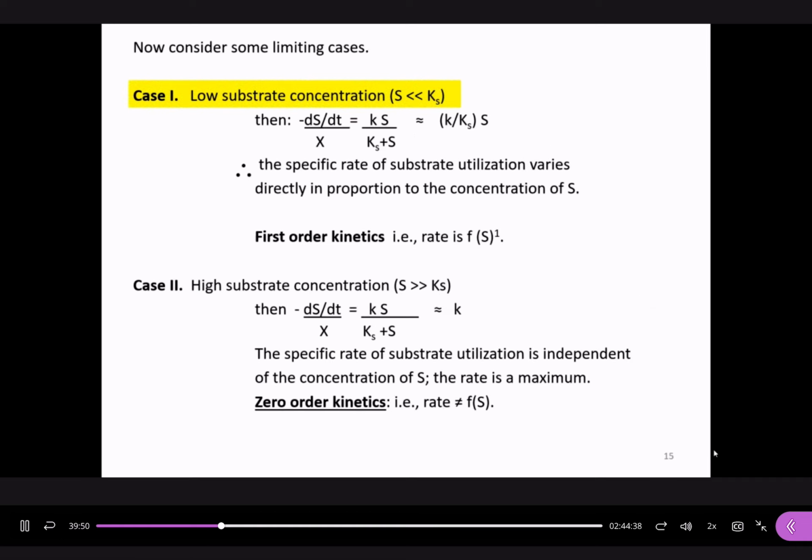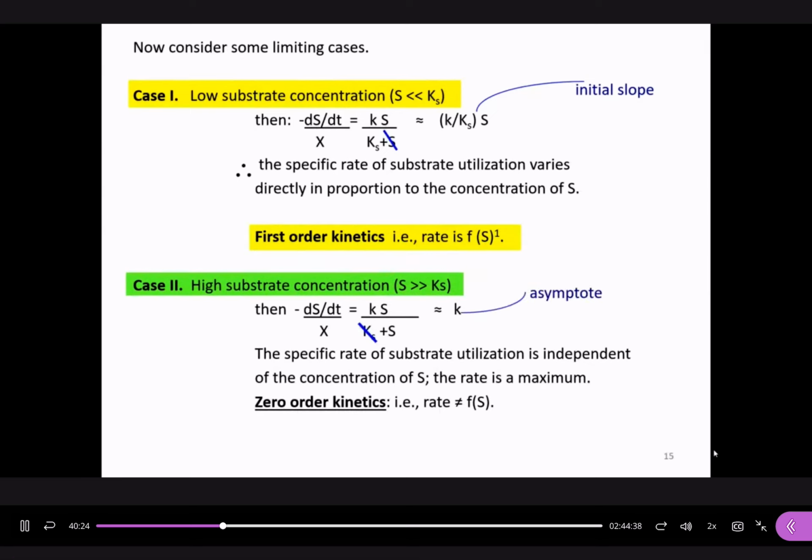So we look at it this way. When S is very small, look at this equation: S is much smaller than Ks, so the denominator is just Ks. So the rate is K over Ks. But if you have a lot of food, S is much larger than Ks, the denominator is just S, so it grows at a rate of K. K is the maximum rate. It appears to me everyone is confused now.